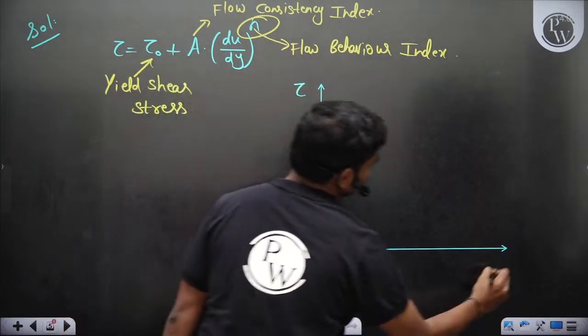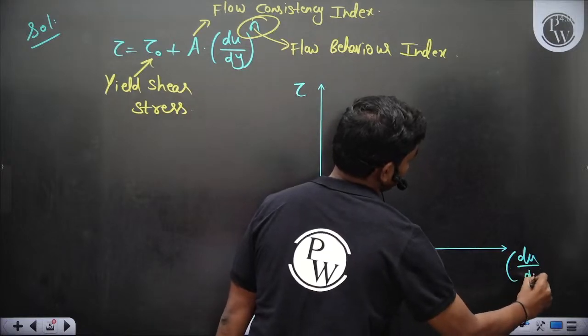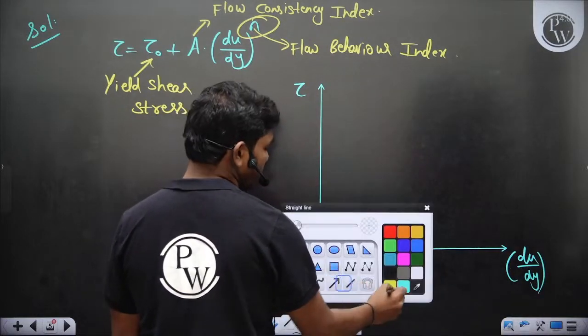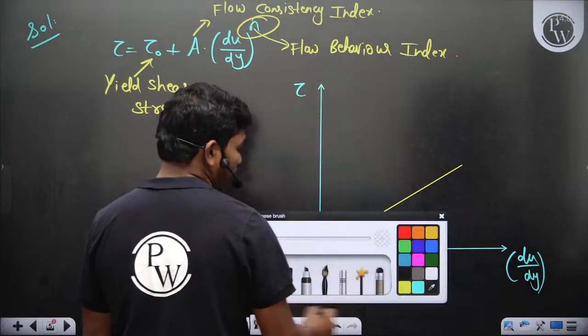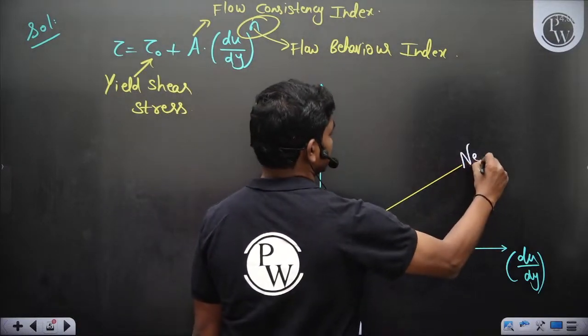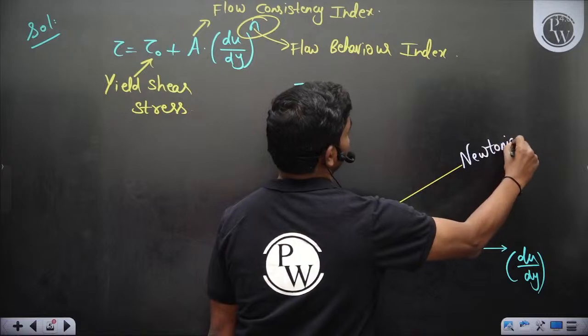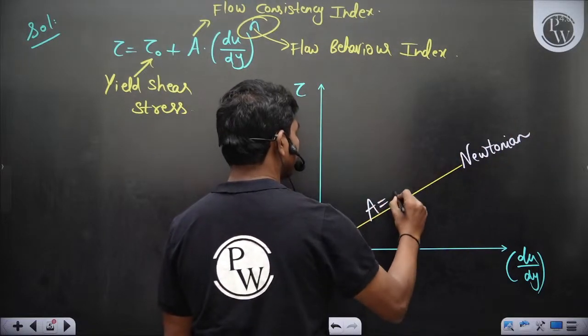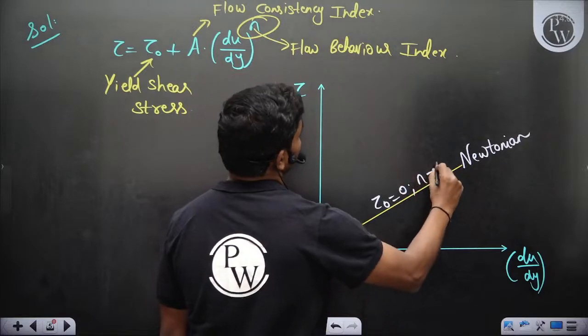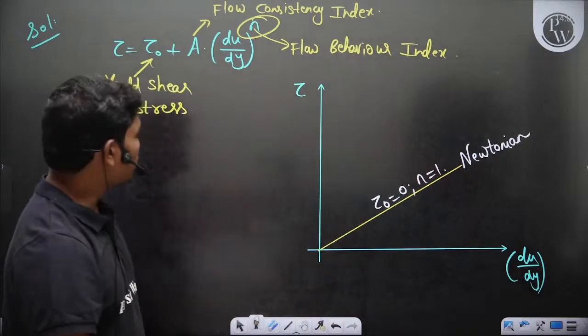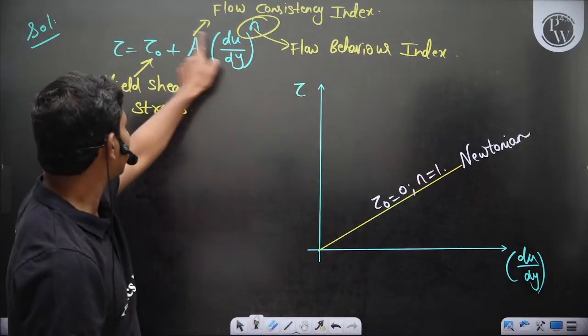Okay, so tau versus du by dy, then you can see Newtonian has tau naught equal to 0 and n is equal to 1, ठीक है? And these are Newtonian fluids, where tau naught is equal to 0, n equal to 1. Tau naught equal to 0, इसका मतलब क्या होता है? When you make this expression, if you have du by dy, immediately you will have tau.